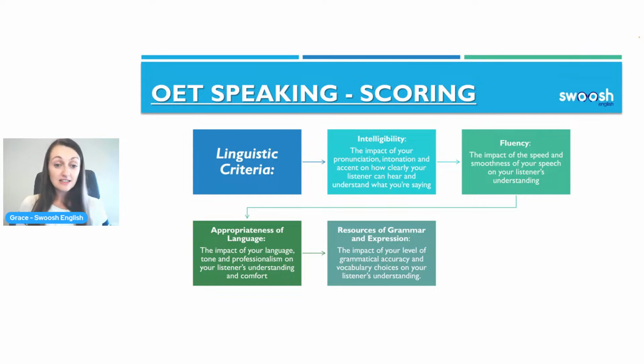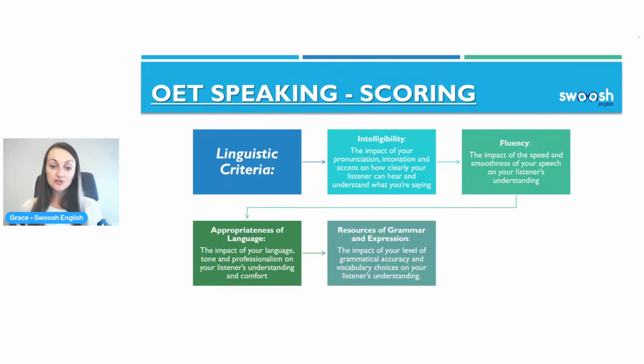So intelligibility is all about the impact of your pronunciation, your intonation, and how clearly you can be understood by the listener. Fluency, so this is your ability to speak at a natural pace without too many hesitations and pauses to help your listener understand. Appropriateness of language, so this is the impact of your choice of language, your tone, your professionalism, and how that affects your listener's understanding and comfort.